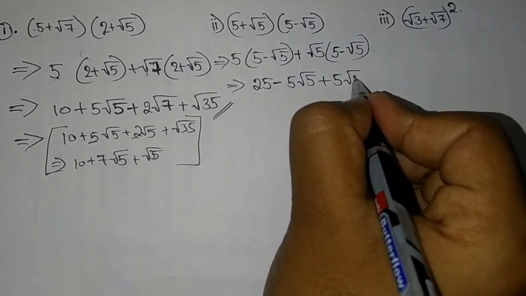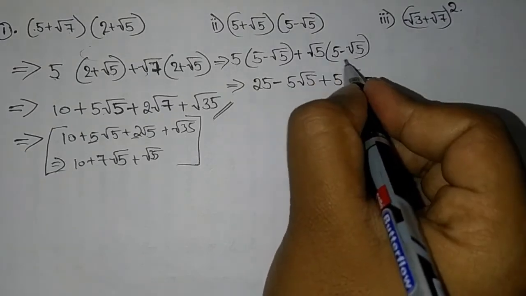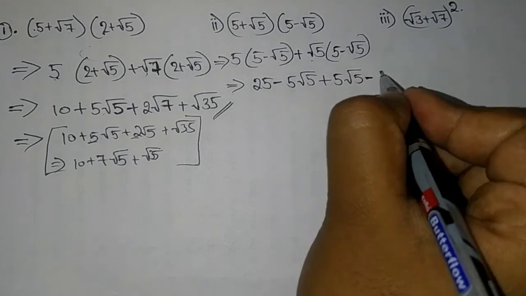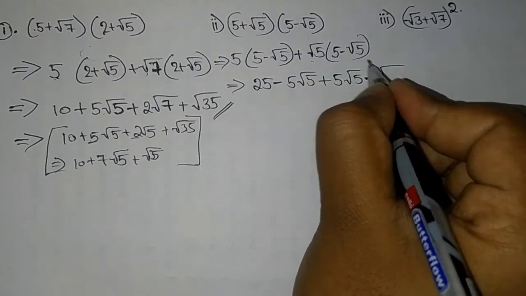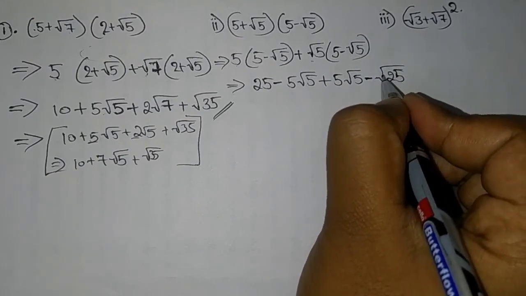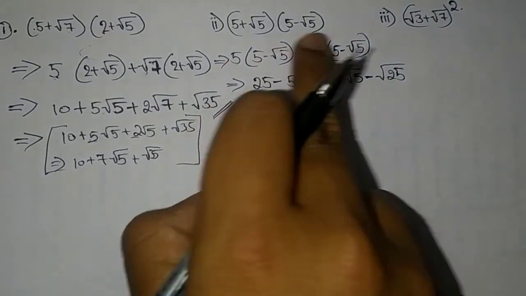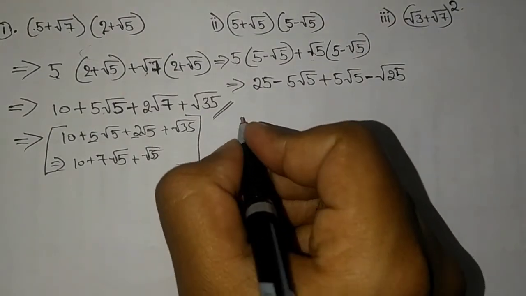Same, 5 outside. Plus into minus, minus. Root 5 into root 5. Here the normal thing is root a into root a, but a are same, that is going to be root 5 into 5, 25. Instead of taking root 25, you can also write 5 directly. Why? Because 5 into 5 is 5 square, and square root and square are going to cancel.